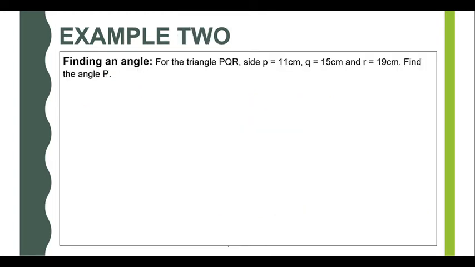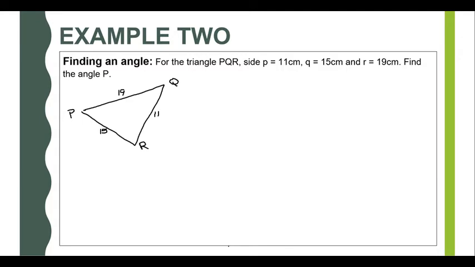The first thing we need to do in this question again is to draw a picture, and then we can label everything we know. So we know side P, opposite angle P, is 11 centimetres. Side Q, opposite angle Q, is 15 centimetres. And side R is 19 centimetres.